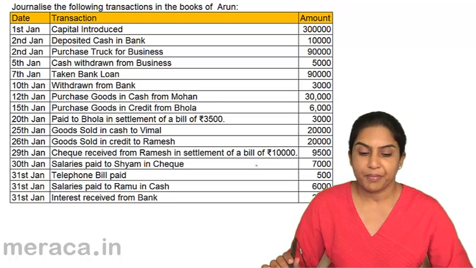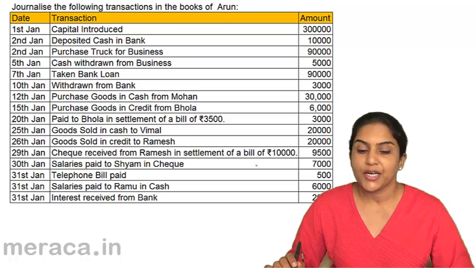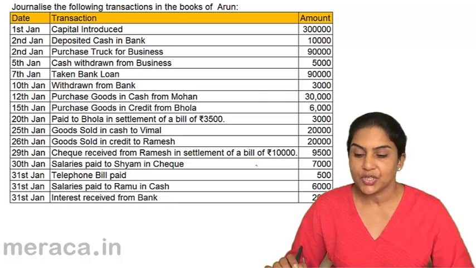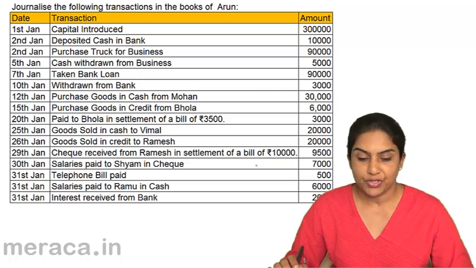One small problem here. Journalize the following transactions in the books of Arun. So 1st January, capital introduced was 3 lakh.